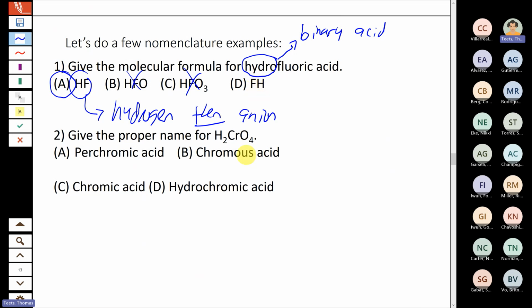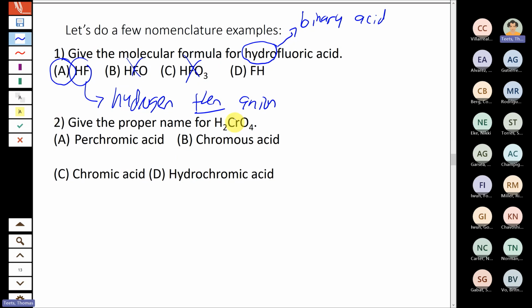And then the proper name for H2CrO4. This is again one of our weirder polyatomic anions, which is why I included it here, just to clue you in on it. So CrO4, with two hydrogens, already tells us that it's 2-, but you'd have to still remember that in other contexts. CrO4 2- is called the chromate anion.